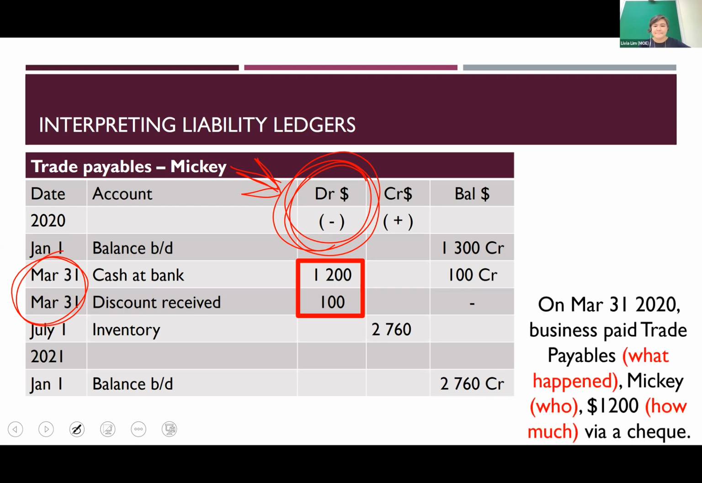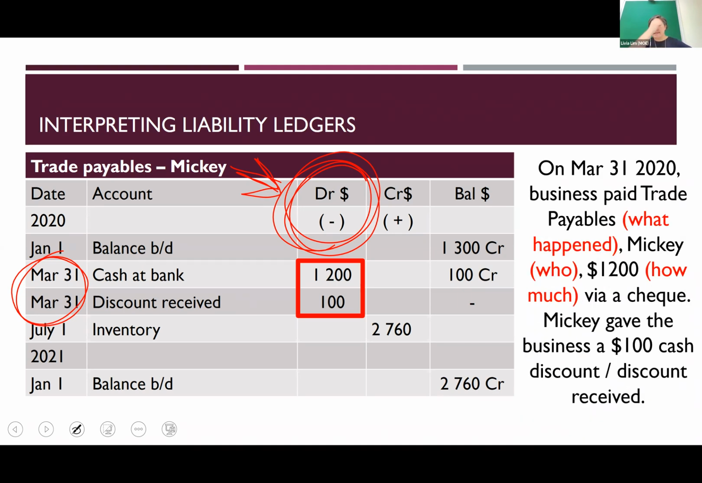All right. So if you have tried it out already, you could check to see whether yours is the same as mine. So firstly, you mention the date, right? The date is on 31st of March, 2020. The business paid trade payables. Tell me what happened. Who is the trade payables? Mickey is the trade payables. $1,200. How was it paid? Via a check.